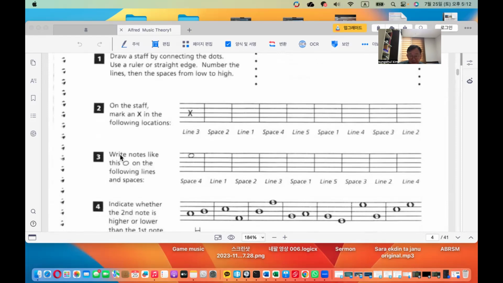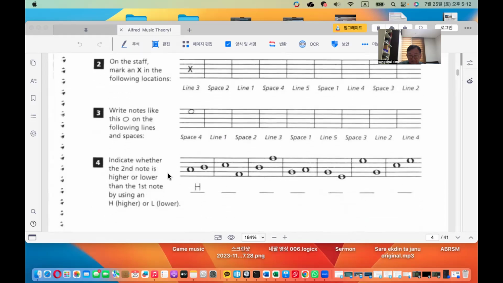Exercise 3 is to write notes like this, circles like this. 1, 2, 3 for space 4, line 1, space 2, line 3, space 1, line 5, space 3, line 2, line 4.